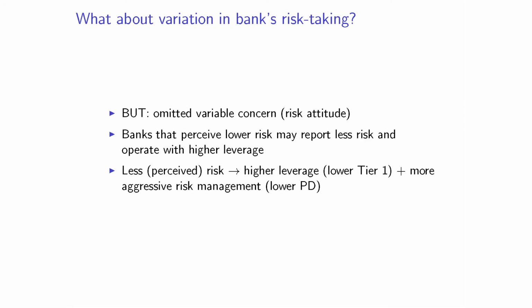If you think about what should determine a bank's capital buffer, they're all satisfying the capital constraint. The question is how much of a capital buffer they have. Well, if you think there's not a lot of risk around, I may not have a large capital buffer. And if somebody asks me about what risks there are, I'm going to report lower risks. So it's not crazy to think that if there's variation in how banks perceive risk, they're going to operate with higher leverage, but also have a more aggressive risk management. They're going to report lower probability of default.